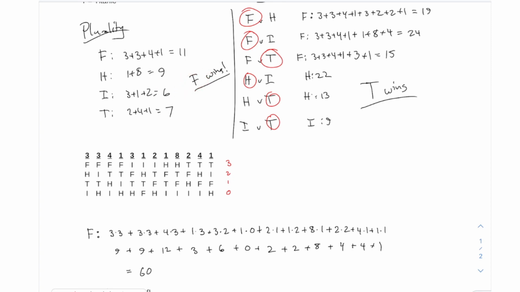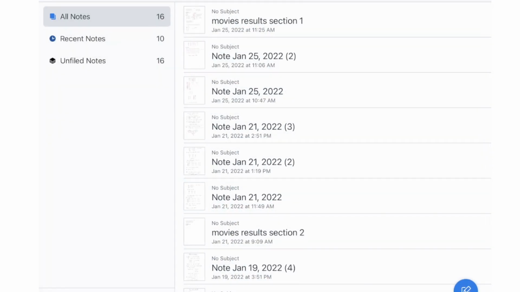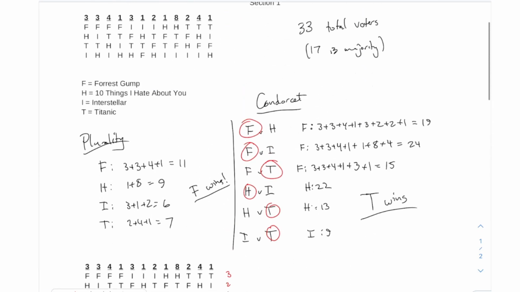All right, great. Okay, let's get back. I'm going to go back to my other page here. That's the same one. Here. All right.